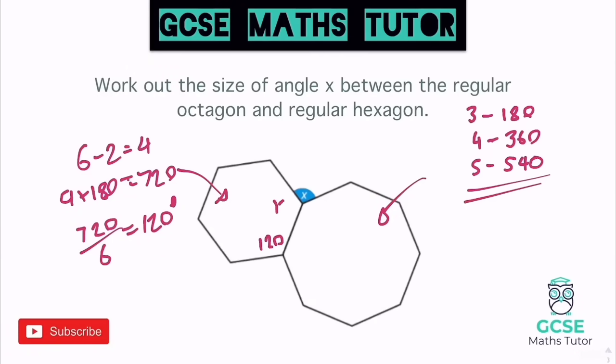Obviously, we're concerned about this little area here in this question, because we're trying to find the angle between them, but we've got the angle in the hexagon, and that's really important. When you see these words regular hexagon and regular octagon, always just work out the interior angle and label it all over the diagram.